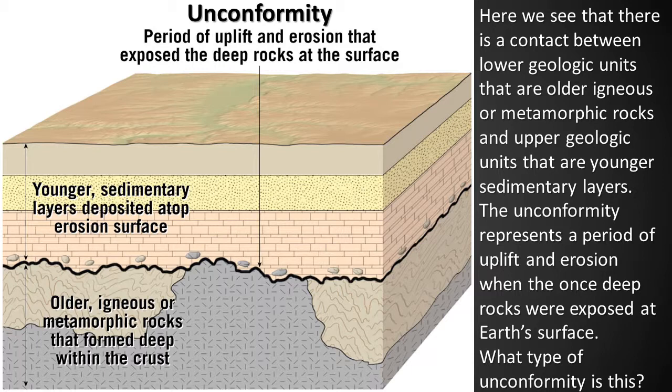Here, we see that there is a contact between lower geologic units that are older igneous or metamorphic rocks and upper geologic units that are younger sedimentary layers. The unconformity represents a period of uplift and erosion when the once deep rocks were exposed at Earth's surface. What type of unconformity is this? That's right, this is a nonconformity.